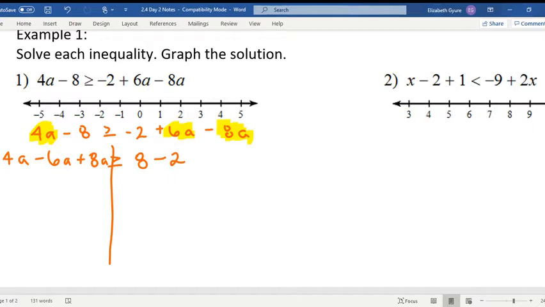So now let's combine our like terms. Remember, we can use a calculator. Just basically here do 4 minus 6 plus 8. 4 minus 6 is negative 2. Very good. And negative 2 plus 8 is a positive 6. And then put your a. So 6a is greater than or equal to, and then 8 minus 2 is 6.